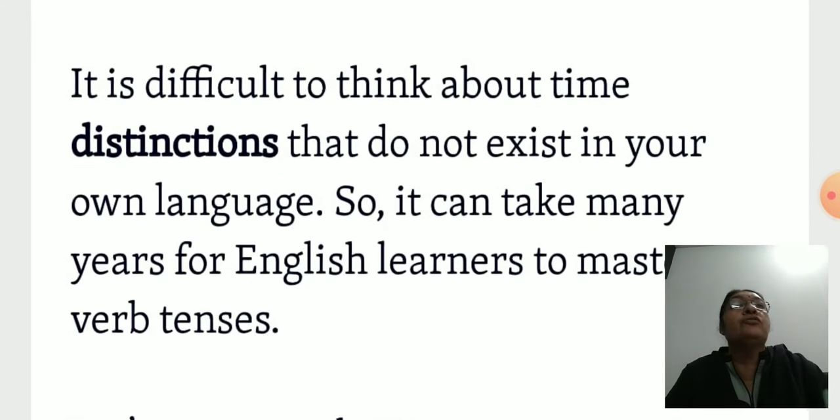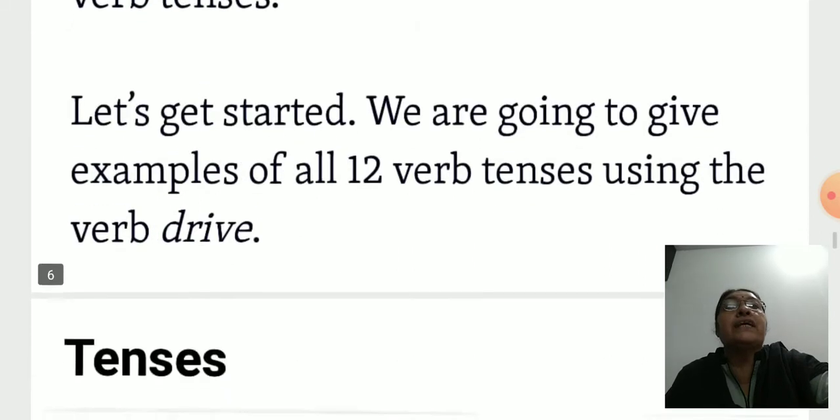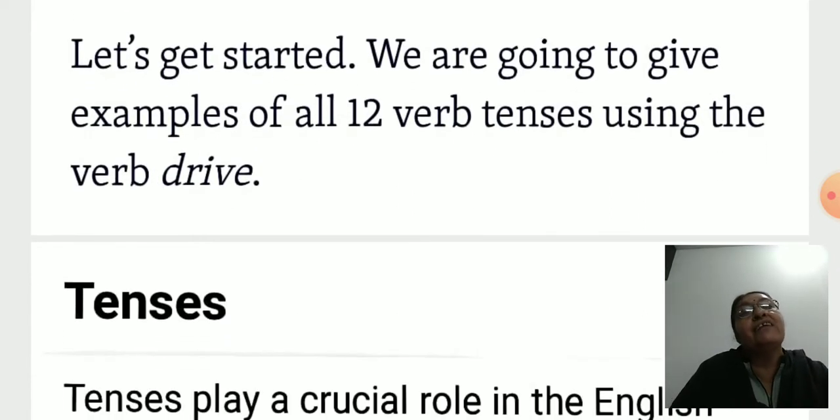It is difficult to think about time distinctions that do not exist in your own language. So, it can take many years for an English learner to master verb tenses. Let's get started. We are going to give examples of all 12 verb tenses using the verb drive.